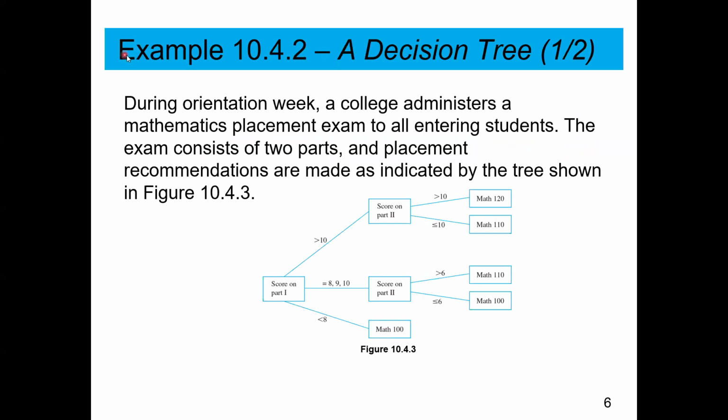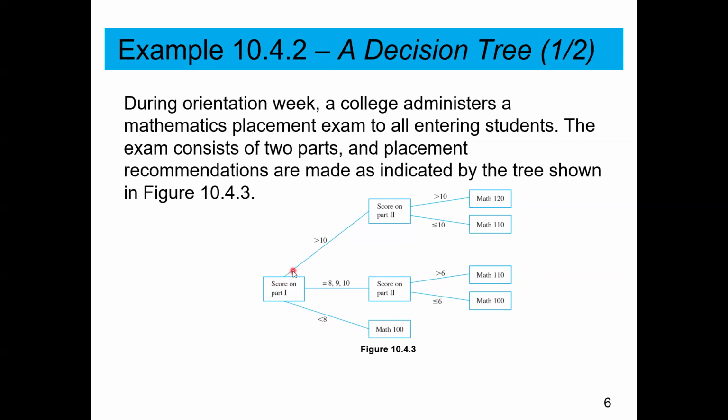Notice I have here a bunch of vertices. They take a score on part one. If it's below 8, they automatically go to math 100. If it's 8, 9, or 10, they have to take part two. If part two is also below 6, they still go to math 100. So they might do well on part one, but not so great on part two. And if part two is bigger than 6, then they get to go to math 110.